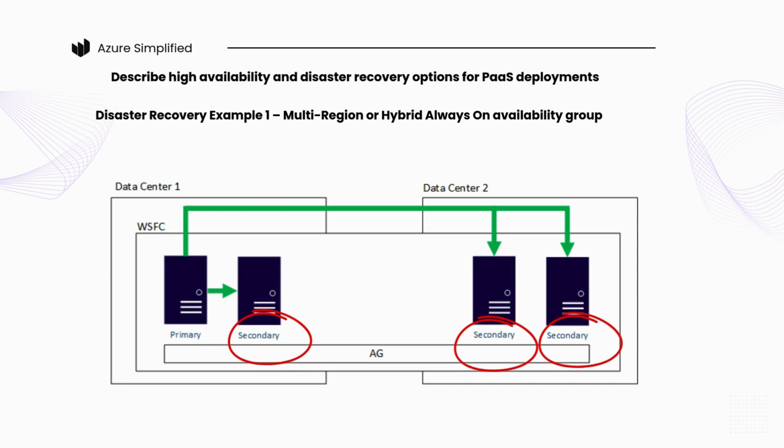Key benefits of this architecture. High availability: if the primary instance fails, an automatic failover ensures business continuity. Disaster recovery: a secondary replica in a different data center ensures resilience against regional failures. Read scalability: secondary replicas can serve read-only queries to offload read-intensive workloads. This architecture is commonly used in mission-critical SQL Server deployments where uptime and data integrity are essential.